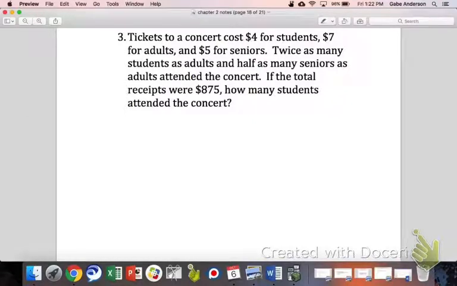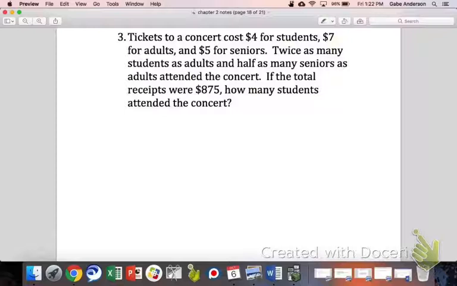Yeah, Levi, go ahead. Okay, so tickets to a concert. Yep. They're $4 for students, $7 for adults, and $5 for seniors. Twice as many students as adults go, and then half as many seniors as adults attend the concert. And then the entire amount of money that was received was $875.